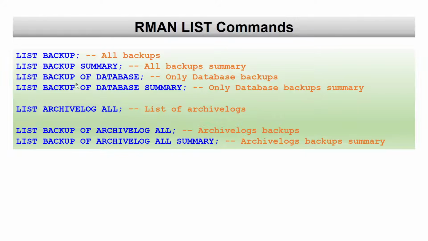List backup of database, these are the only database backups. So this will only show you the database backups. List backup of database summary will give you the summary of the database level backups. List Archivelog all will give us the list of Archivelogs. List backup of Archivelog all will tell us what Archivelog backups are present. And list backup of Archivelog all summary will give us the summary of the Archivelog backups.